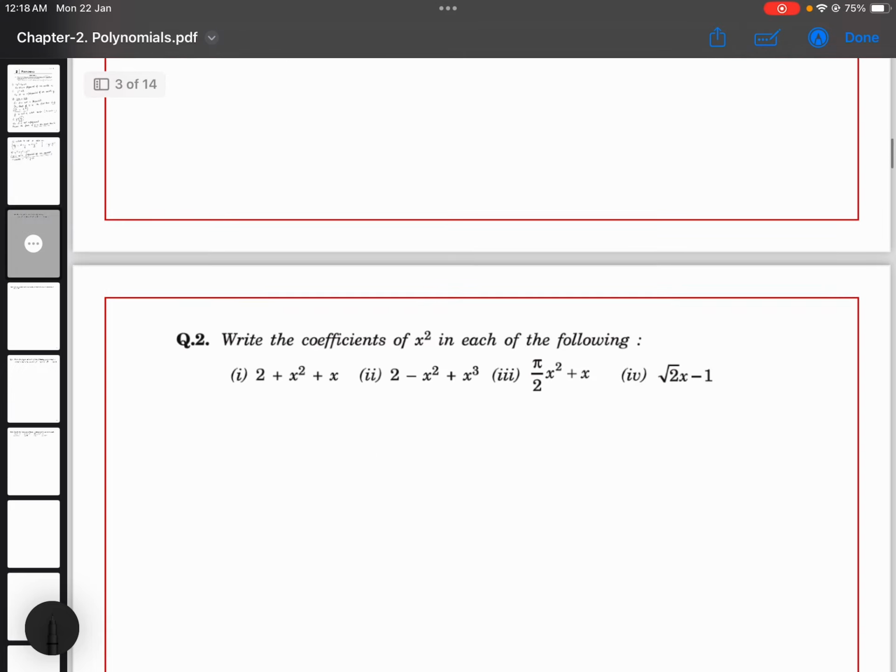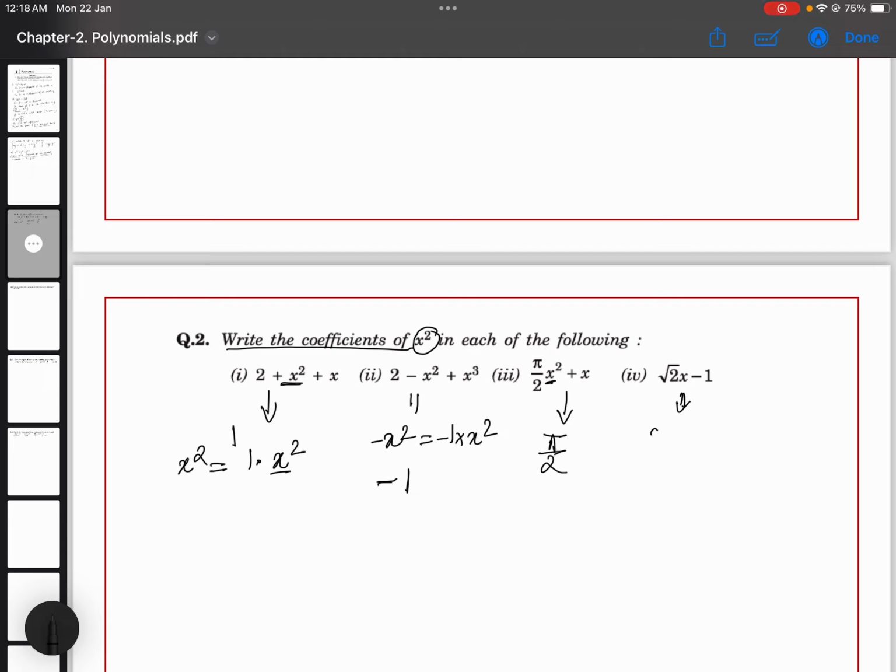Now quickly moving on, we have to write the coefficient of x square. So what is the coefficient going to be here? It's going to be 1. Here you look at this, it's written as 1 times x square. The coefficient means the number which is before x square. For this one, minus x square is going to be -1 into x square, so the coefficient is -1. Clear? For this, what is going to be the coefficient of x square? Simply pi by 2. And for this, there is no x square term.